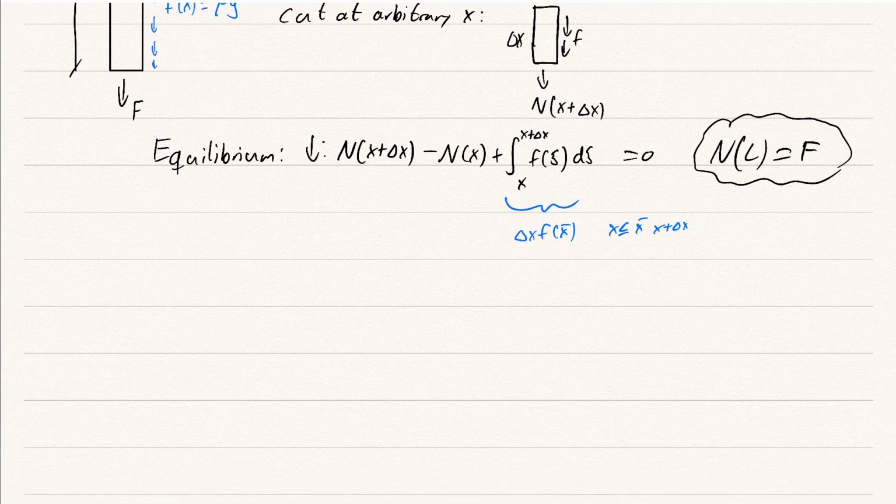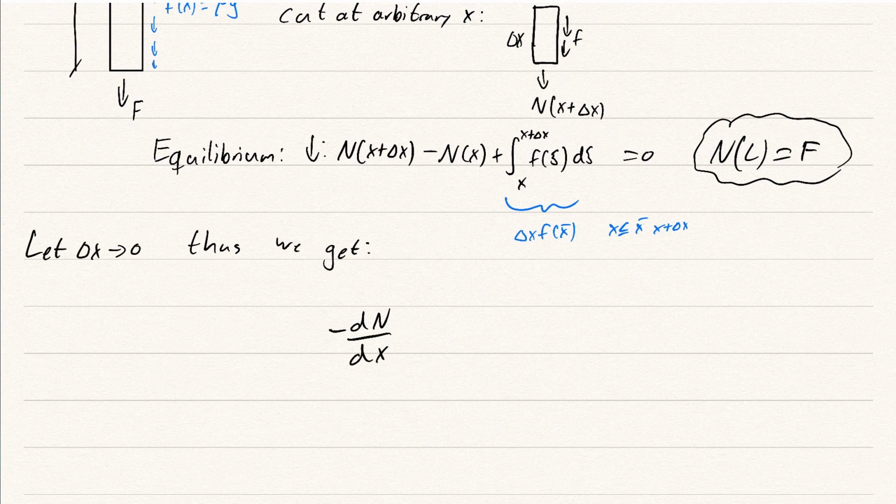Alright, so what do we do with this stuff? Well, we let now delta x tend towards 0 in the limit. Thus we get, and what do we get from this? Well, we get that the negative derivative of the normal force with respect to x is equal to f. This is what we get.